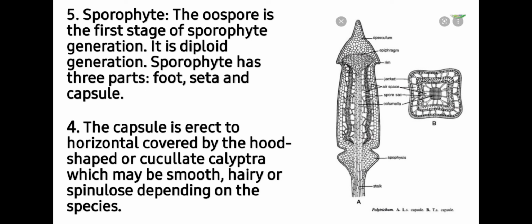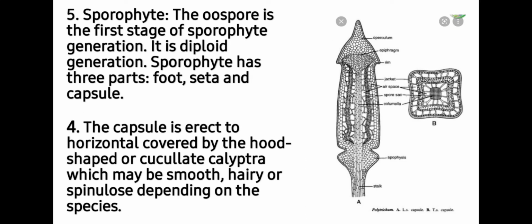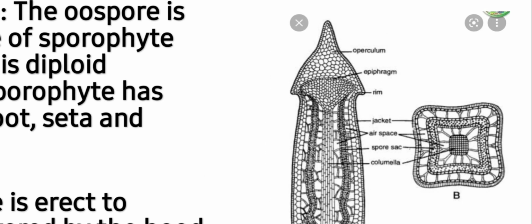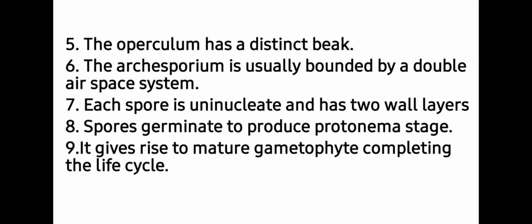If we talk about sporophyte, the oospore is the first stage of the sporophyte generation. It is diploid, and the sporophyte has 3 parts as usual, and these are foot, seta and capsule. The capsule is erect to horizontal, covered by the hood-shaped cucullate calyptra, which may be smooth, hairy or spinulose depending upon the species, as you can see in this image. So you can see that the capsule is erect to horizontal and it is covered by the hood-like calyptra.